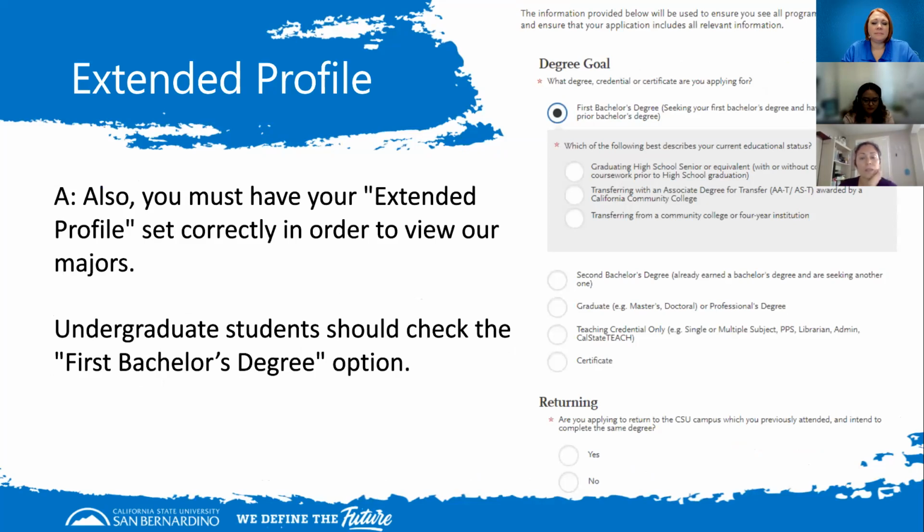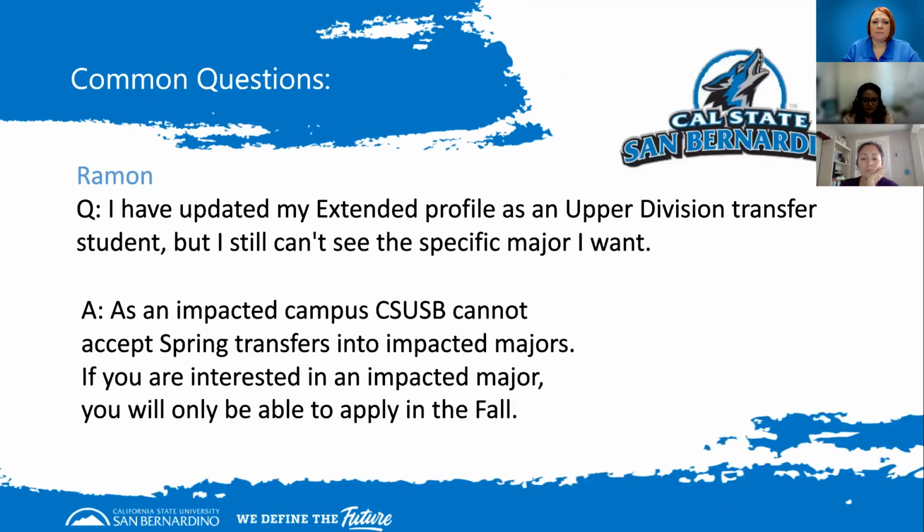And then also, you must have your extended profile set correctly in order to view our majors. Undergraduate students should check the first bachelor's degree option, as you can see to the right. And then another common question we get is, I have updated my extended profile as an upper division transfer student, but I still can't see the specific major I want.